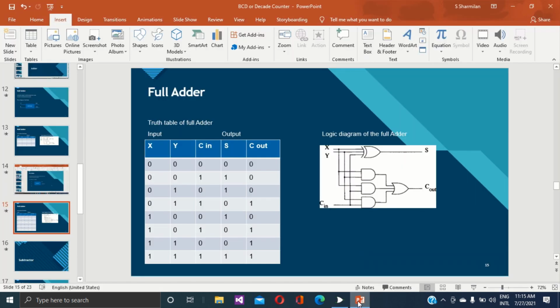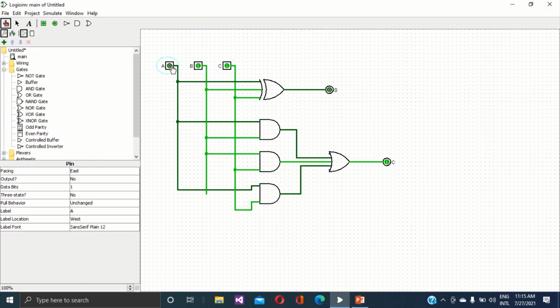Now I am going to check the fifth condition, X equal 1, others are 0. My output is equal 1, carry equal 0.